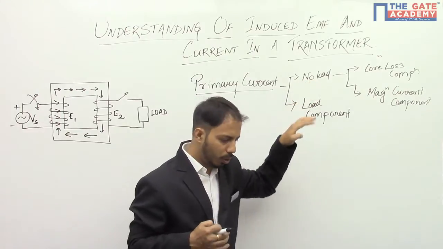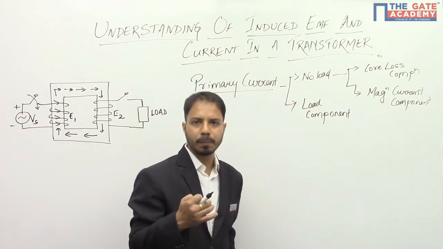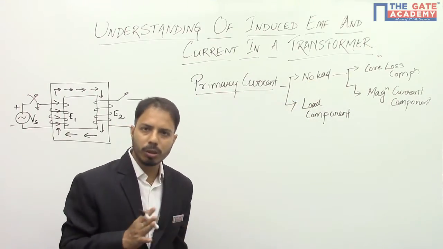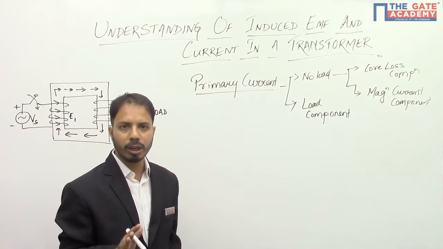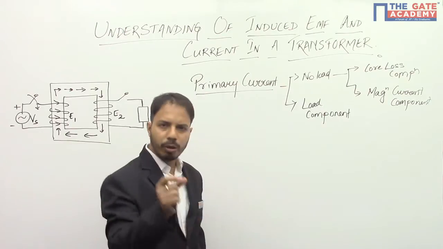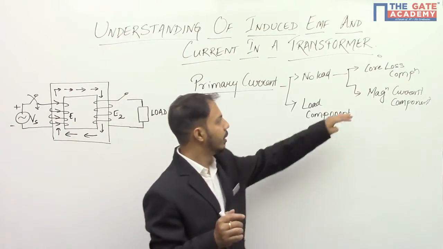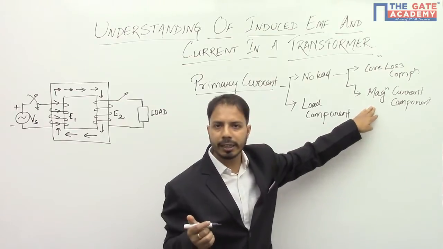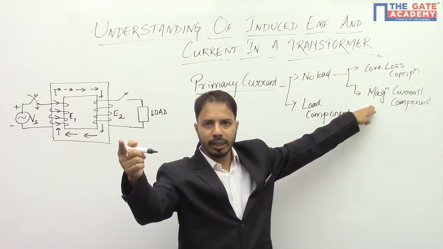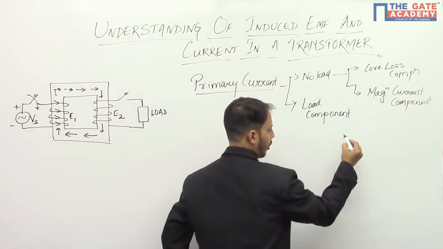Now, this no load current, I'm not going into the concept of why no load current is flowing. I will just tell you that there will be some no load current, and the reason is there will be some core loss component and there will be some magnetizing current to produce the flux, right? And I'll show you the phasor of this.